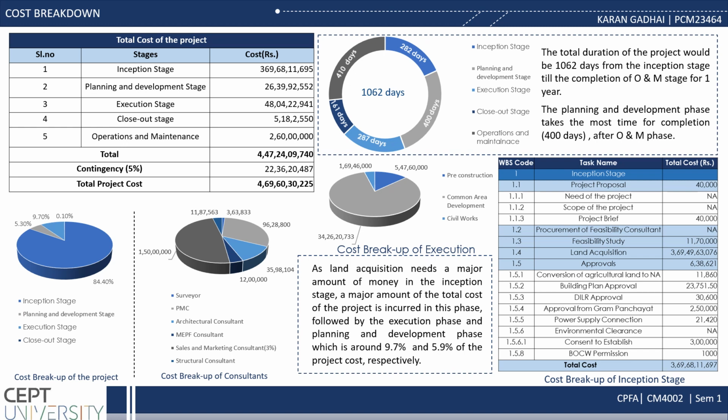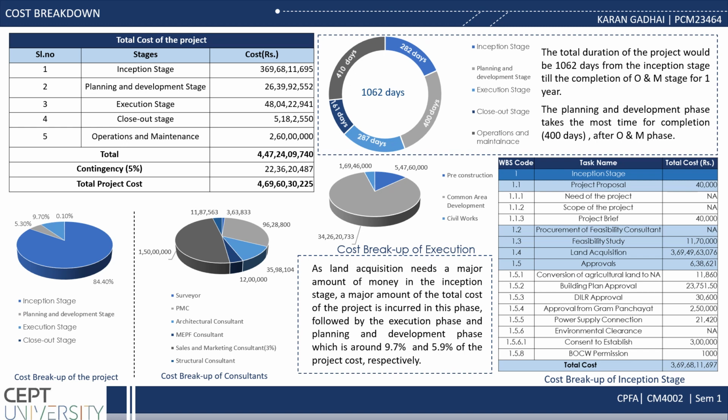The total cost of the project is 469 crores, in which 84% is in the inception stage, that is acquisition of land, that is 369 crores. Then comes the planning and development stage, that costs around 26 crores. Then comes the execution stage, that is around 48 crores. Then comes the closeout stage, that is 5 crores. And then comes the operations and maintenance for 2 crores 60 lakhs. And we have taken 5% contingency.